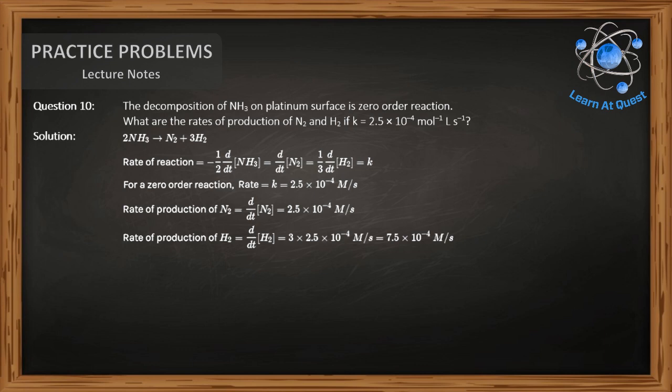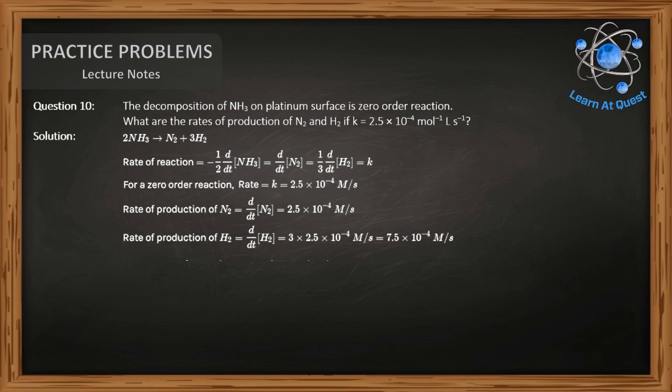Let's now find the rate of production of nitrogen. Rate of production of nitrogen will be delta N2 by delta T, which, using the rate of reaction equation in the second step, is equal to K, which is equal to 2.5 into 10 raised to minus 4. Similarly, the rate of production of hydrogen, which is delta H2 by delta T, is 3 times K using the equation in the second step, which is 3 times 2.5 multiplied by 10 raised to minus 4, which is equal to 7.5 multiplied by 10 raised to minus 4 molars per second.